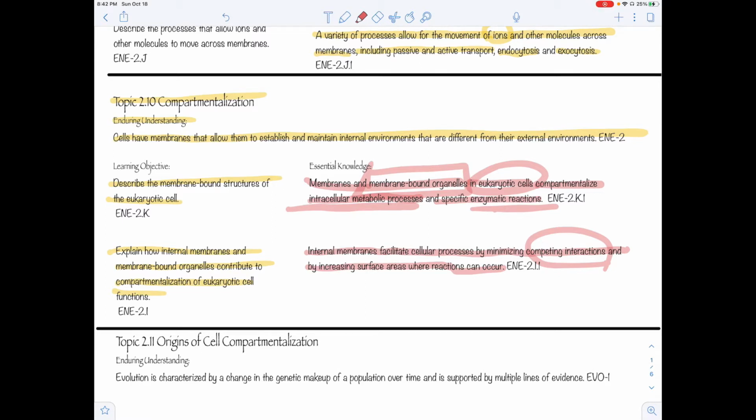The other thing is that we're increasing surface area where reactions can occur. So think about the mitochondria. We have increased the surface area within the mitochondria, and that allows more ATP to be made. Okay, so if this seems a little new or if you're unfamiliar, go back and watch the video where we did our study sheet on 2.1 through 2.2.